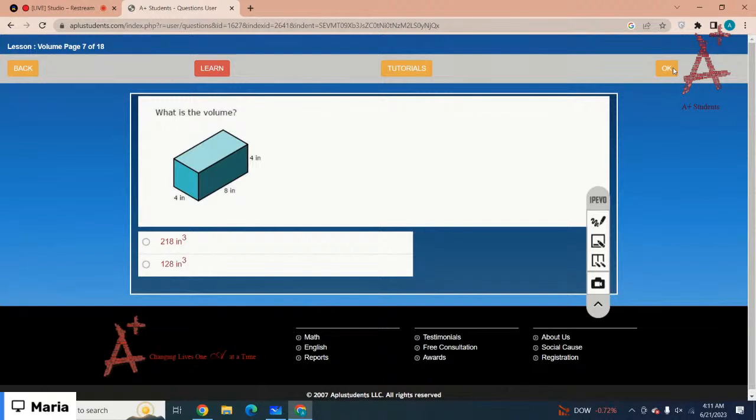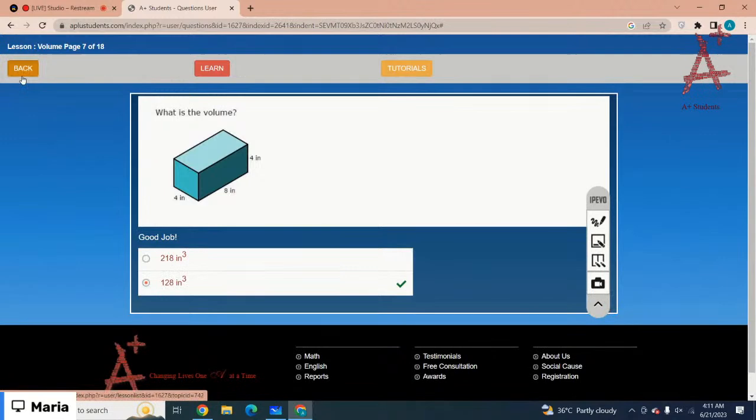You have to do side times side times side. So which is the correct option? 8 times 4 is 32 and 32 times 4 is 128. Yes, that is 128. Got it? Okay, you can complete the test by yourself later today. Let me just move on to the next lesson.